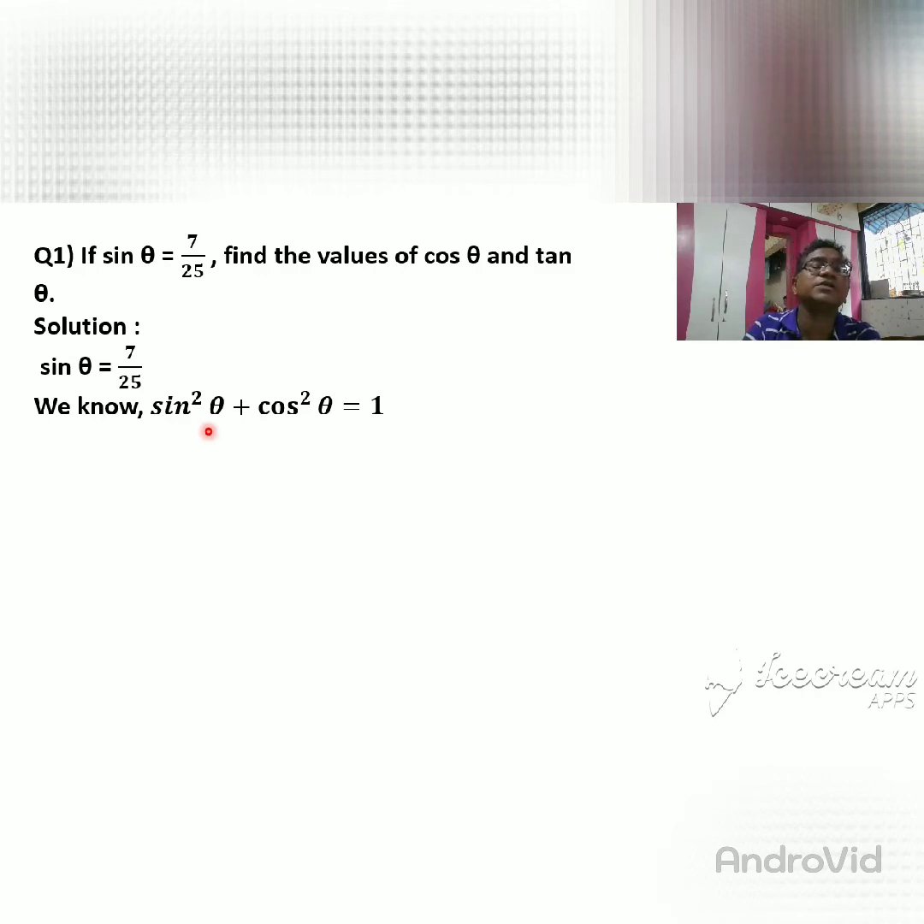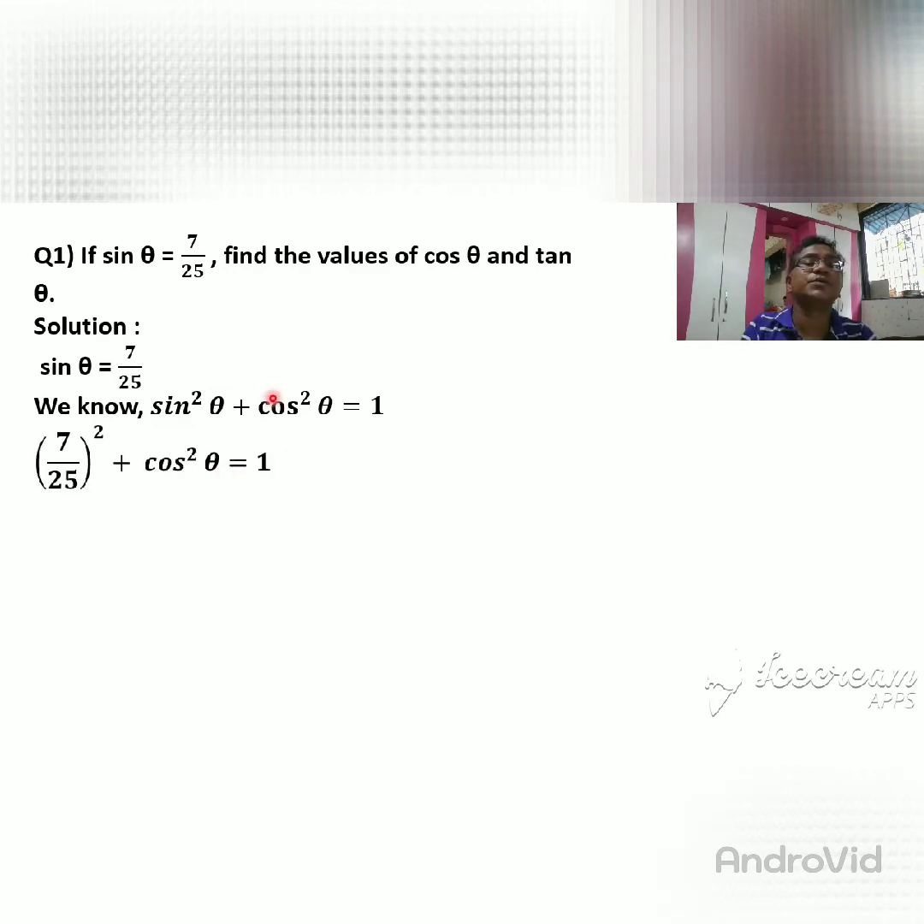So see here, sin square theta plus cos square theta is equal to 1. This is a simple identity, and it is very easy to solve this problem with that identity, which you already learned in standard 9. So sin square theta plus cos square theta is equal to 1. What is sin theta? Sin theta is equal to 7 upon 25. So here we substitute the value of sin theta, that is 7 upon 25, in the bracket square, plus cos square theta is equal to 1.